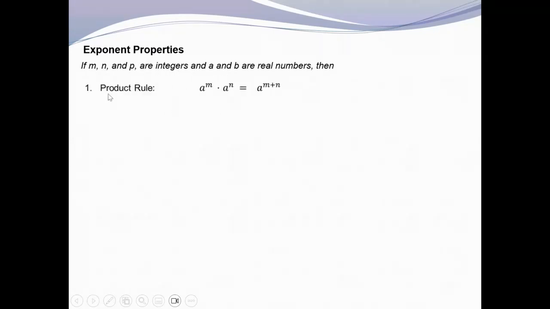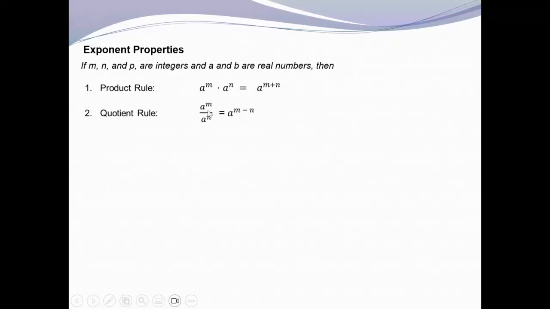So to start off, these are the exponent properties. I believe there's about 10 properties that we have to become familiar with. Now this is like the concept. If m and n and p are integers and a, b are real numbers, then number one is the product rule. If you have a to the m times a to the n, in other words, the a is the base. So if you have the same base, then we add the exponents. That's called the product rule.